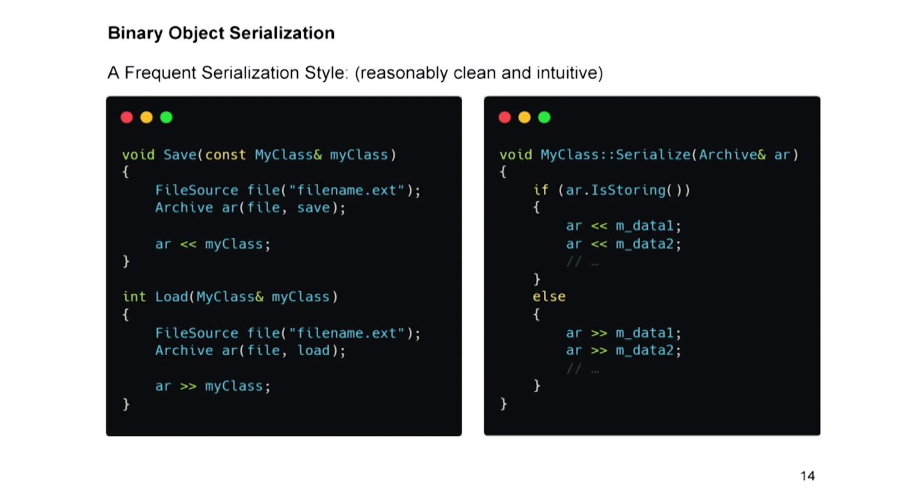Here's a frequent serialization style you may have seen before. You create a data source, or in this case, a file where you're going to save this out to. You have an archive, and you just stream your objects into the archive. And when you load it, you do the reverse. You have a file source, you give it to your archive, and you stream into it. In the class that you would save in and out of, inside the streaming mechanism, it would call serialization, and it says, is it serializing? Serialize it out. Or it is storing, serialize it out, else it's loading, so it loads in.